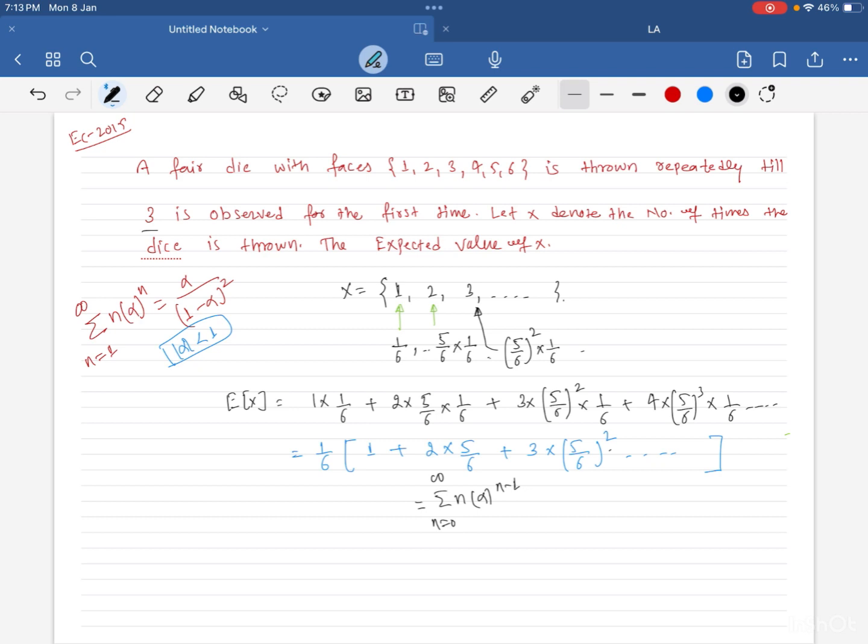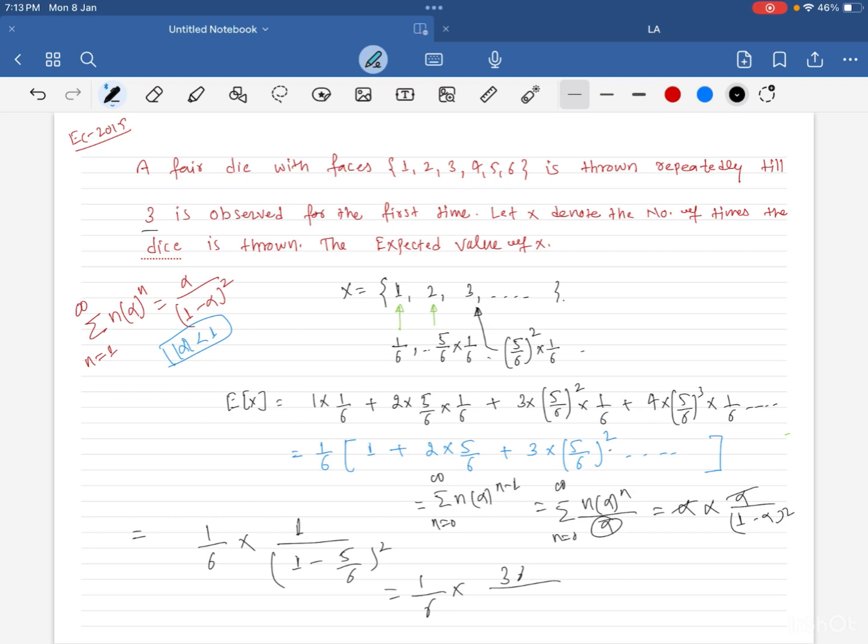So to make this formula, we can write it as n from 0 to infinity, right? And alpha we can put outside, and now we can put this formula. So that will be alpha times alpha divided by (1 minus alpha) square, and that alpha will get cancelled. So overall this summation will be 1 by 6 times 1 divided by (1 minus 5 by 6) square, that is 1 by 6 into 36 divided by (6 minus 5), that is 6. So the correct answer for this is 6.